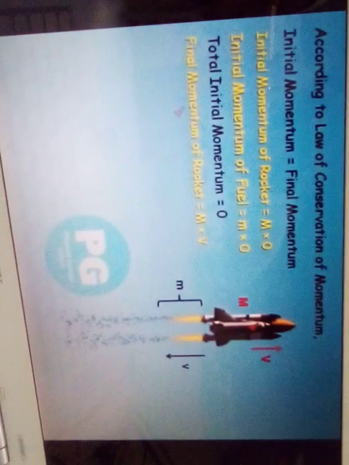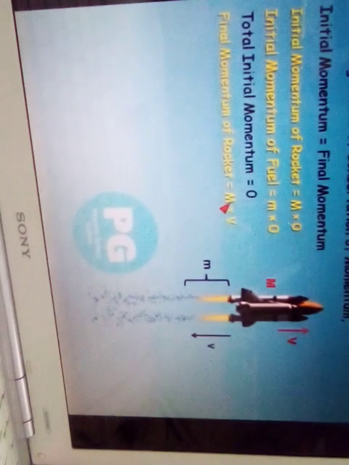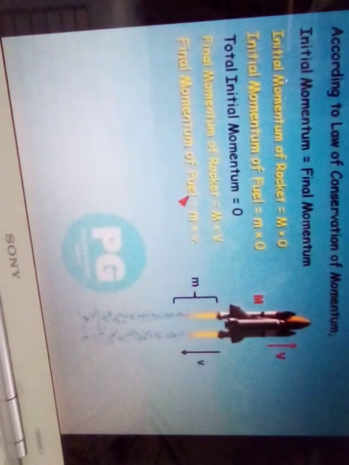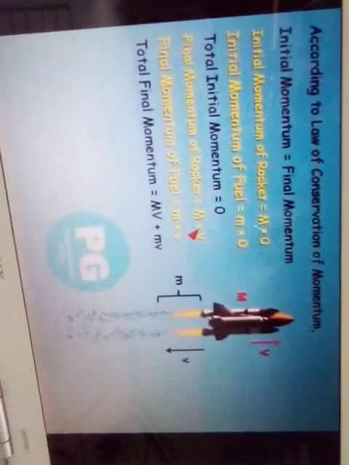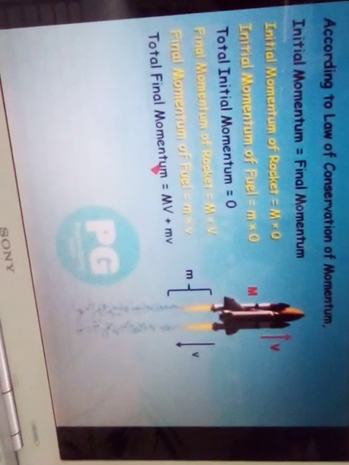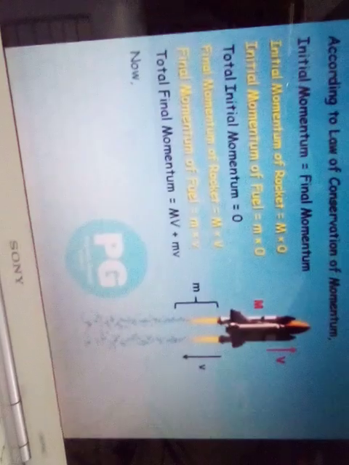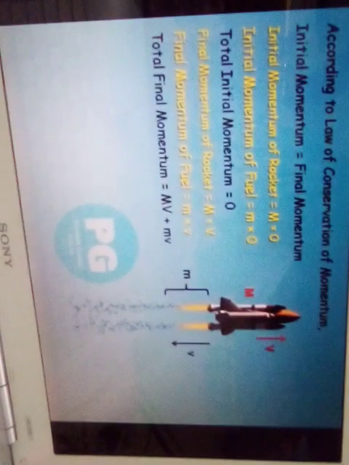Now, the final momentum of the rocket when the velocity V is acquired by the rocket. The final momentum of the rocket is mass into final velocity of the rocket, that is capital M into capital V. For the final momentum of the fuel, the mass of the fuel is small m and the velocity is small v, so the final momentum of the fuel is small mv. The total final momentum of the system is the sum of the final momentum of the rocket and the final momentum of the fuel, so it is equal to capital MV plus small mv.